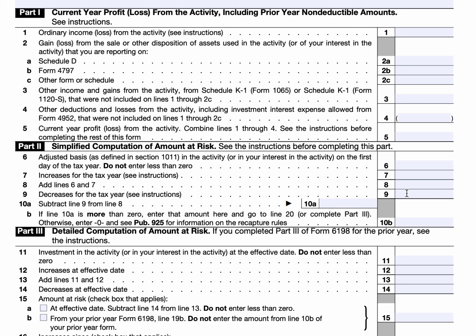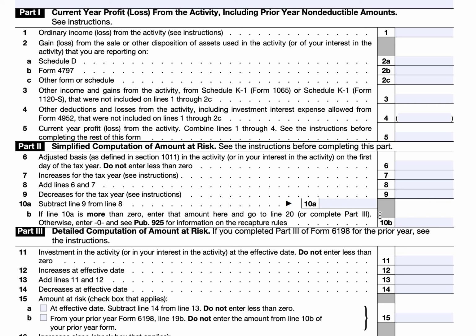And then number 3, amounts borrowed from a person who has an interest in the activity other than as a creditor or a related person. And then 4, withdrawals and distributions during the tax year, both cash and the adjusted basis of non-cash items. And then 5, non-recourse liabilities that were included on line 6 of property that you contributed to the activity. So those are all things that decrease your amount at risk for the tax year.